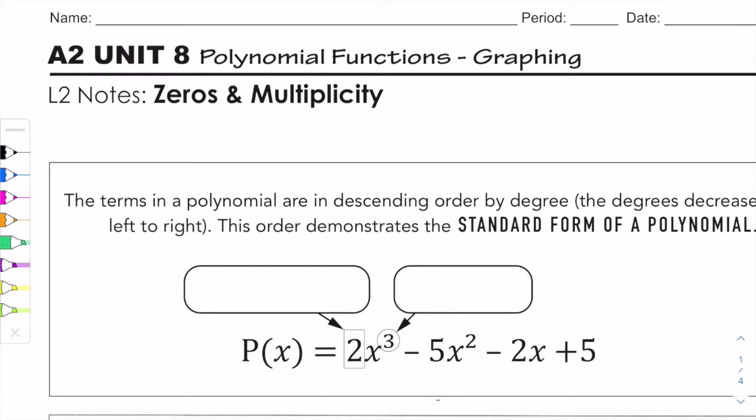Today's lesson is on zeros and multiplicity. The next couple of lessons for Unit 8 are lessons that are leading us up to graphing polynomials, so it's all the key aspects we need in order to put the function on the graph.